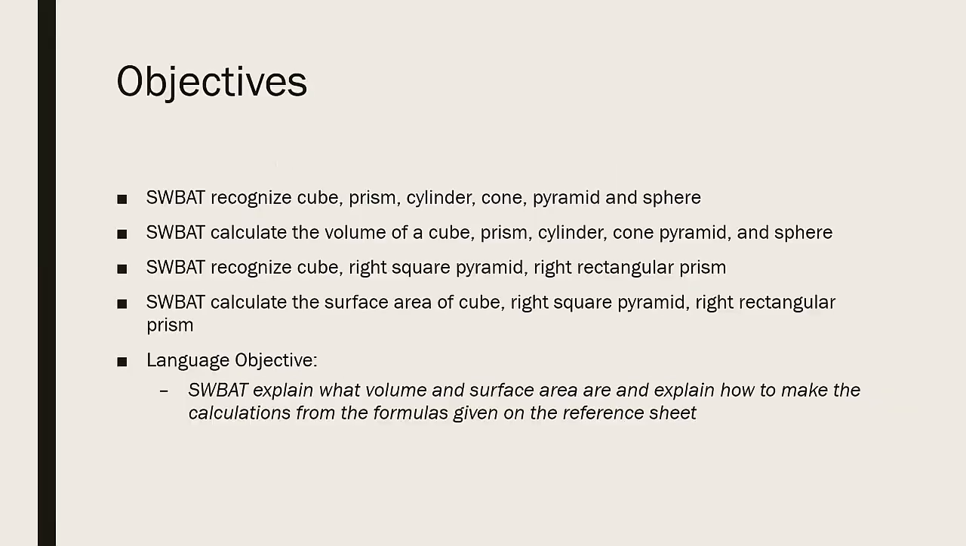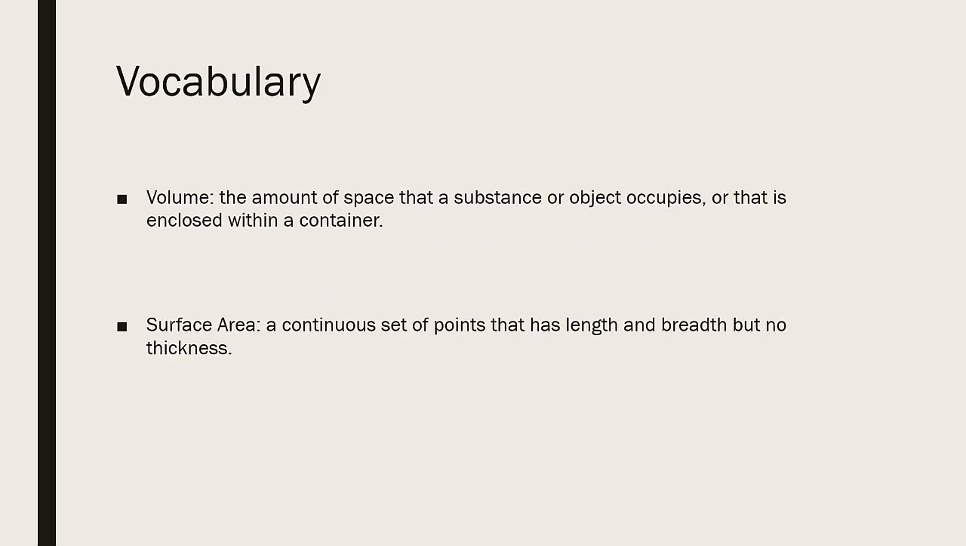The objectives of this video are: students will be able to recognize the cube, the prism, the cylinder, the cone, the pyramid, and the sphere, calculate the volume of those things, recognize the cube, the right square pyramid, the right rectangular prism, and then calculate the surface area of those things. And you will be able to explain what volume and surface area are and explain how to make calculations from the formulas given on the MCAS reference sheet.